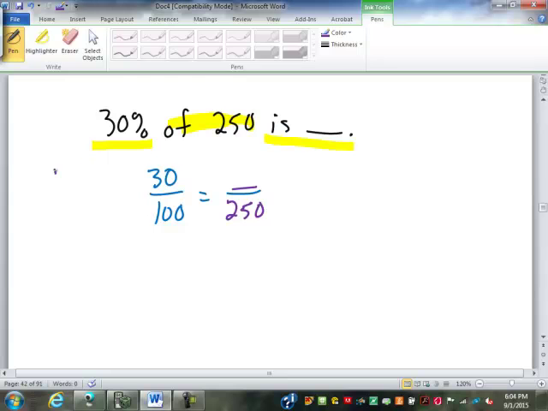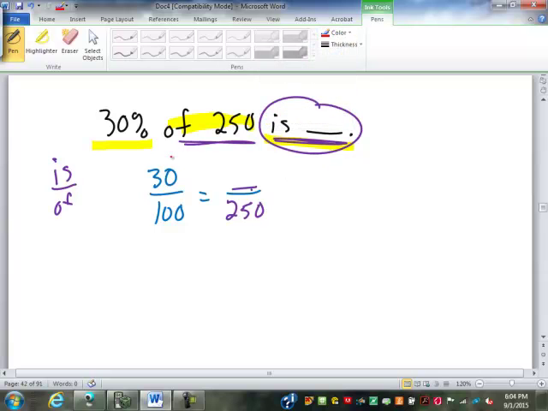Now, some of you in a high school math class or in another math class may have heard the phrase "is over of." In simple sentences like this, that's usually true. The number that is with the "is" goes on top. The number with the "of" goes on bottom. I caution a little bit against that because once we get into regular word problems, those cues may not be true. So be careful with it.